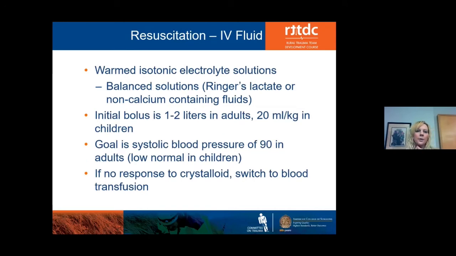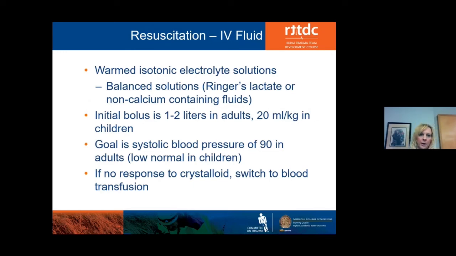So to start with this course, they're teaching starting your resuscitation with fluid boluses. They're saying 1 to 2 liters in adults or 20 cc's per kilo in children. What I would say is that if you have a bleeding patient in front of you, you know that they're hemorrhaging and you have blood available, I would utilize blood prior to utilizing any crystalloid solutions.